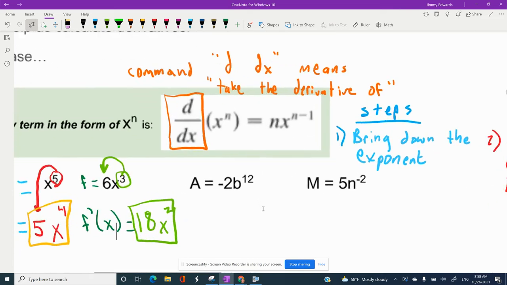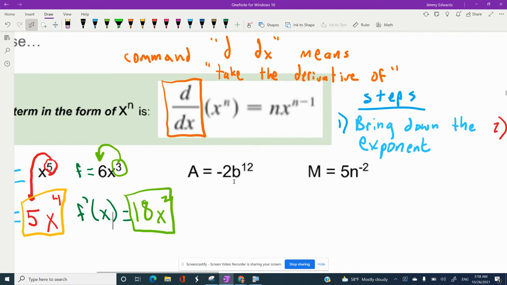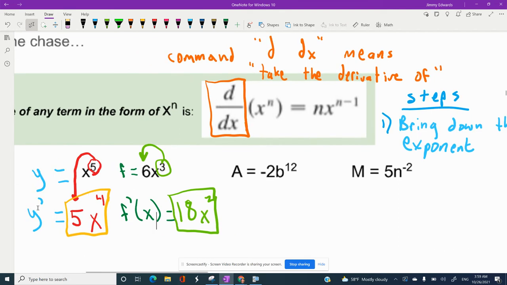Okay, here are a couple more examples, just to kind of show you some other notation. We talked about how this command d/dx is sometimes used instead of the prime notation. So taking the derivative can be called f prime or y prime or a prime if you see that little apostrophe. However, you may see an alternate notation, and this is called Leibniz notation. Leibniz is a famous mathematician.